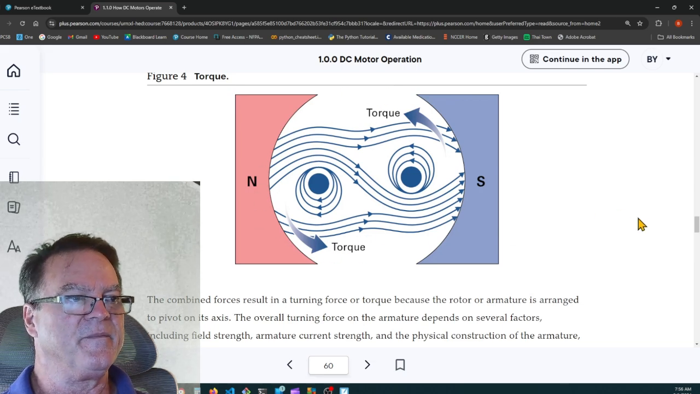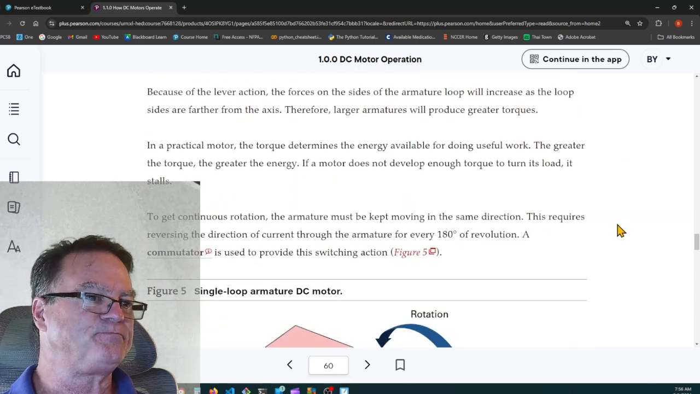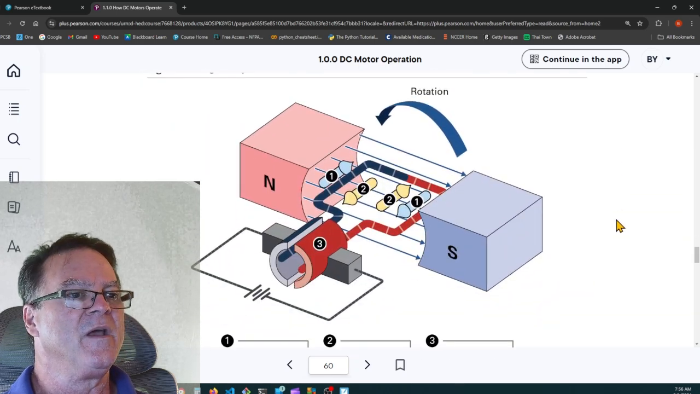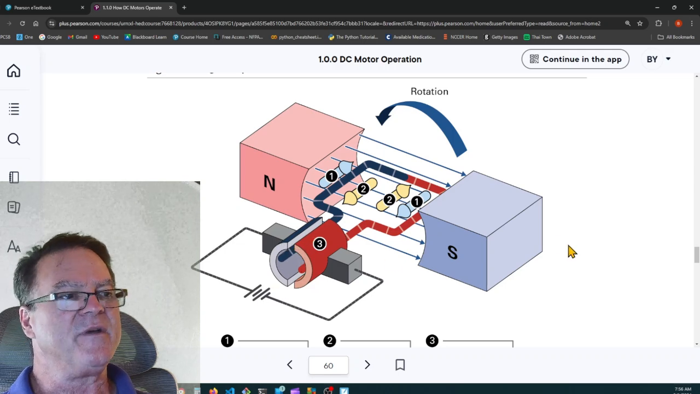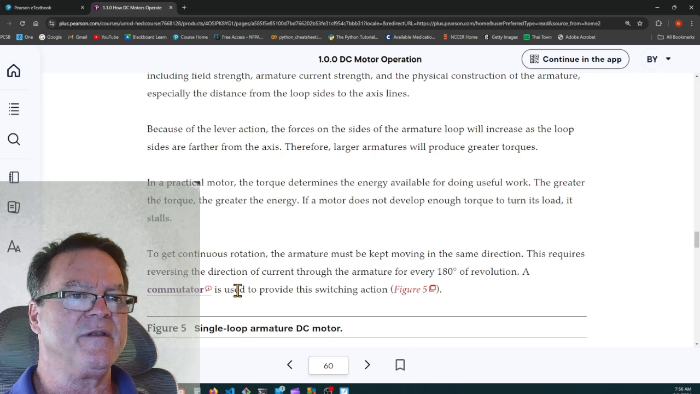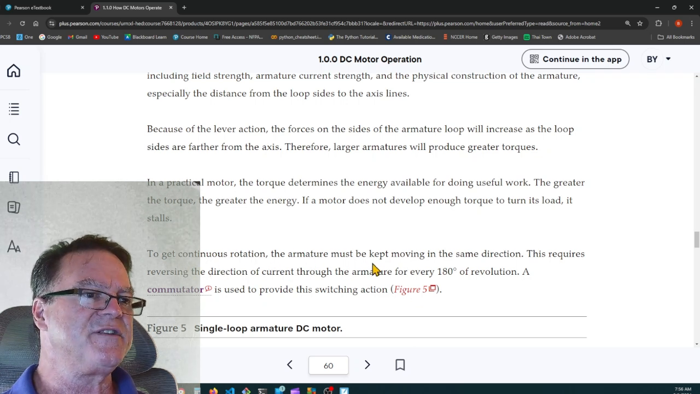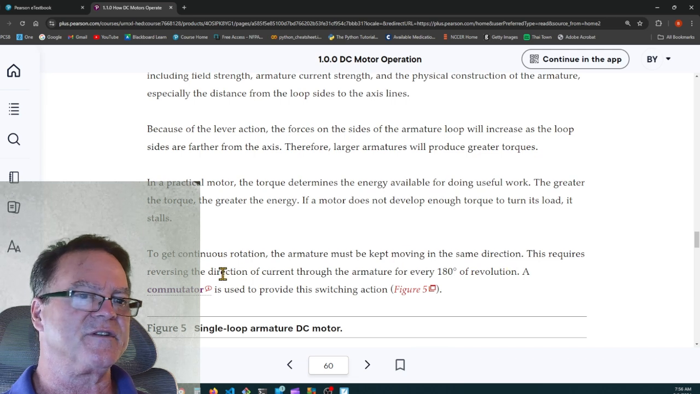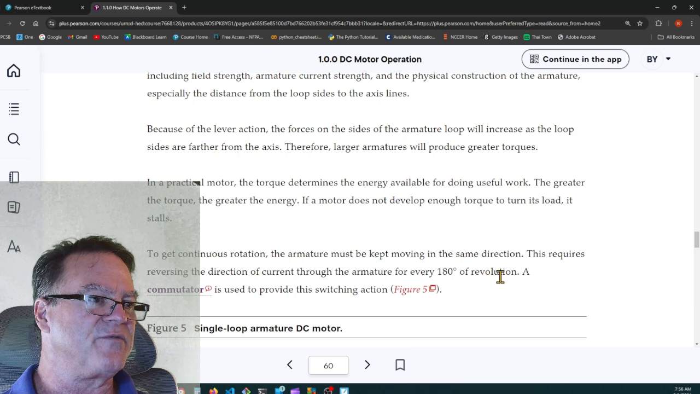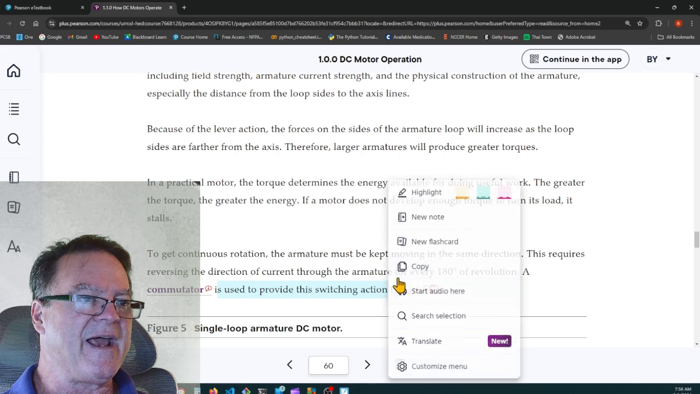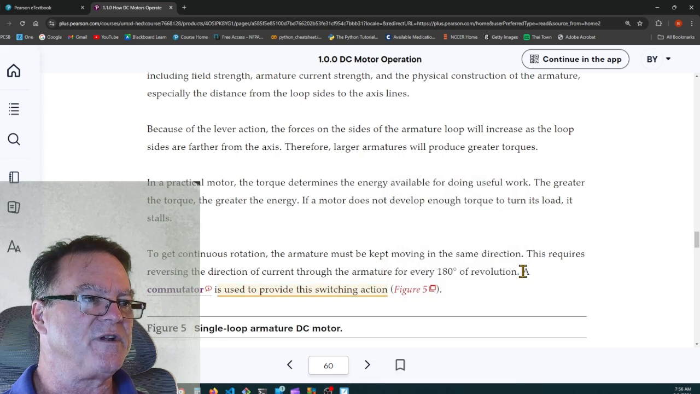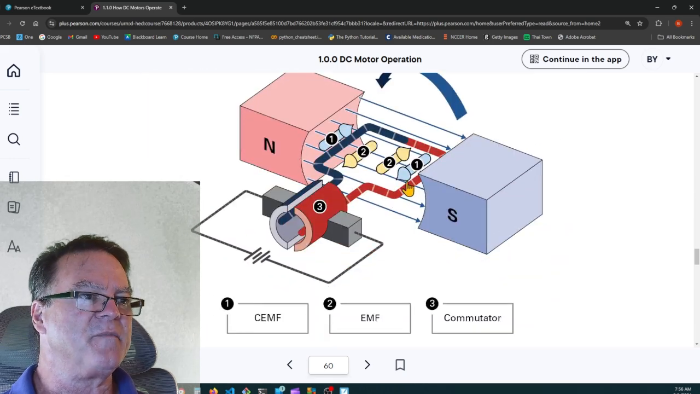Magnets, field windings. So they're showing a commutator. Did they mention the commutator? There we go. To get continuous rotation, the armature must be kept moving in the same direction. This requires reversing the direction of current flow through the armature every 180 degrees of revolution. A commutator is used to provide this switching action. So a commutator is a switch. It's a switch that turns on and off this magnetic field.